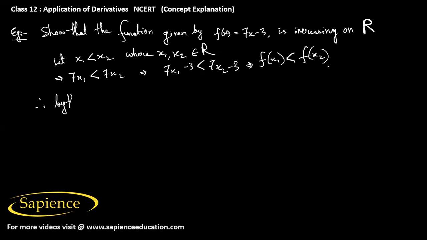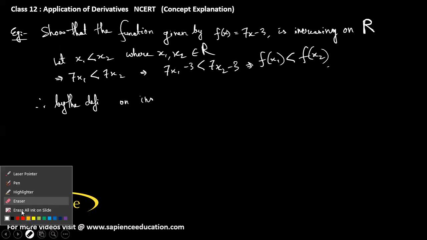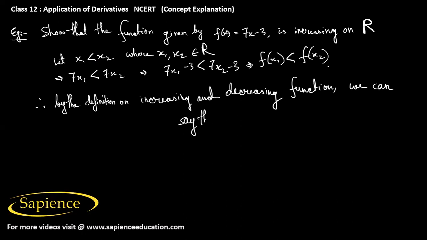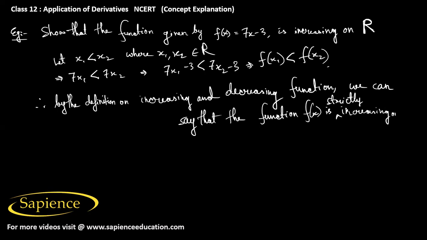Therefore, by the definition of increasing and decreasing functions, we can say that this function f of x is increasing on R. We can say that the function f of x is strictly increasing on the set of real numbers R.